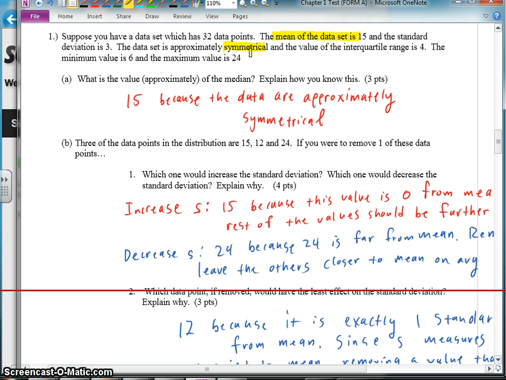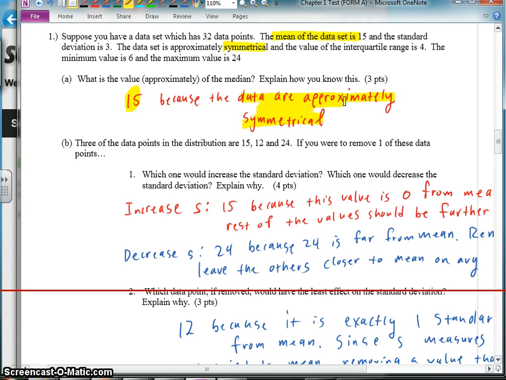Well, all we really need to know is what the mean is and the fact that these data are symmetrical. If that's true, we know that the mean is approximately equal to the median, and so we can answer A by saying 15 because the data are symmetrical. That's all you really had to say for that.